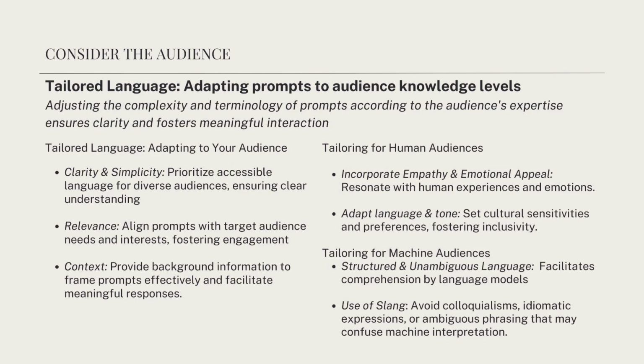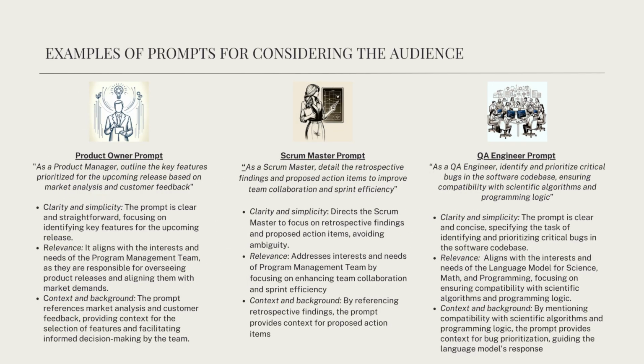Now, an often overlooked guideline is to consider the audience. Who is going to read or respond to this? In our context, we have two audiences: the human team members and the AI itself. For human audiences, you tailor your language to be empathetic, culturally sensitive, and appropriate for their role. For the AI, you tailor your language to be structured and unambiguous. This means avoiding slang and idioms that the AI might interpret literally. When you write a prompt for a developer, you can use technical terms. When you write a prompt for a stakeholder, you simplify. The same principle applies to talking to the AI.